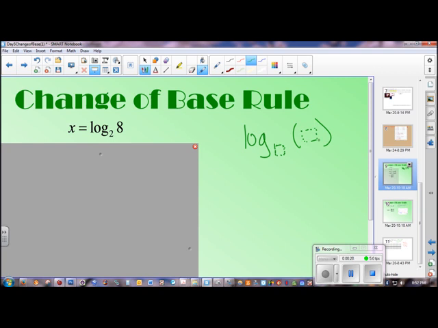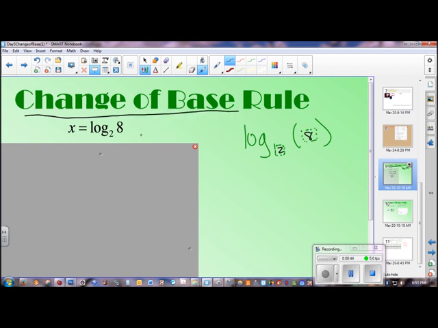So if we were not in PressToTest mode, we could put a 2 in here, we could put an 8 in here, life would be good, we'd get the answer, and it would be a one-step deal for us. But we're not allowed to use that. So we're going to have to learn how to use this change of base rule, which is not hard. It's actually very easy to use.